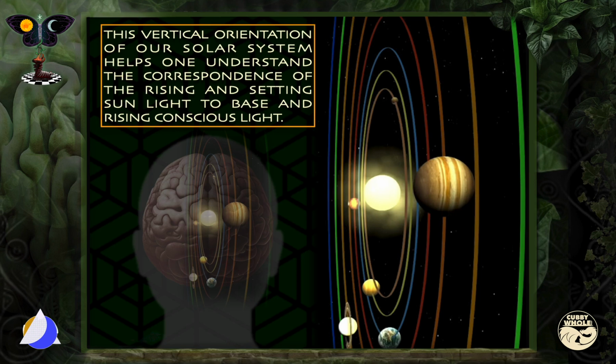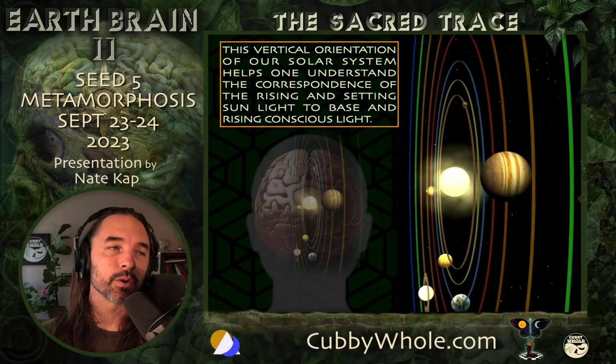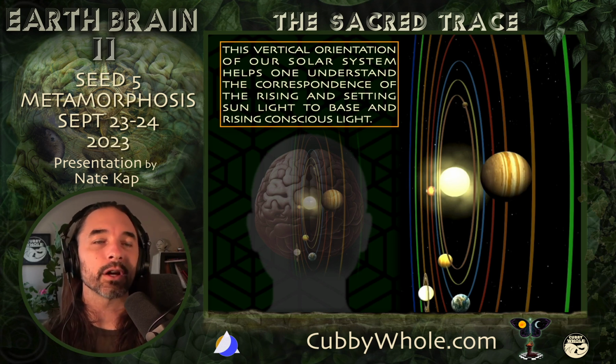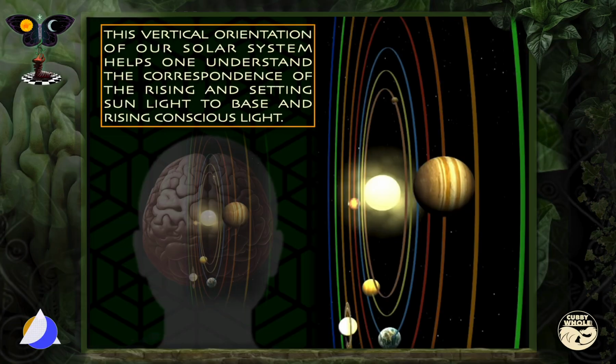So one way of viewing our solar system that is really powerful, if we look at it from a different perspective, is really what I'm trying to express. And hopefully this is going to help us see the parallels a lot clearer. Okay, so here we see the vertical orientation of our solar system, which is what helps us understand the correspondence of the rising and setting light to base and rising consciousness. The rising light of consciousness. So it's about orienting the brain hemispheres to the earth hemispheres, which generates a balanced perspective.